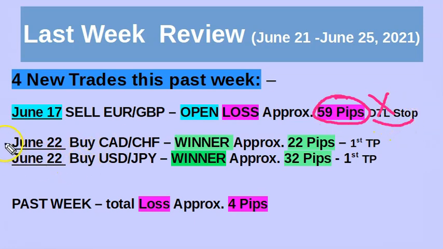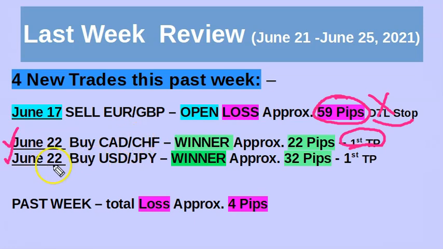Okay, so taking a look at the actual trade signals I sent out for this week. On June the 22nd, I sent out two signals to buy Canadian dollar Swiss franc. It was a winner. It did hit our first take profit, guys. Okay, you can see that right here. And that's good news. It was good for 22 pips. And I've got instructions a little bit later. We're going to look at this actual chart, see what happened, and see what you can do next.